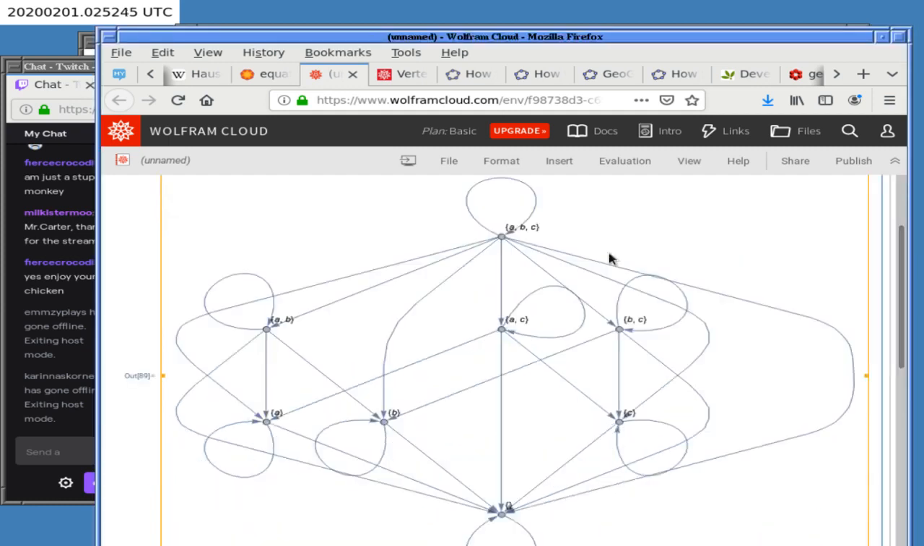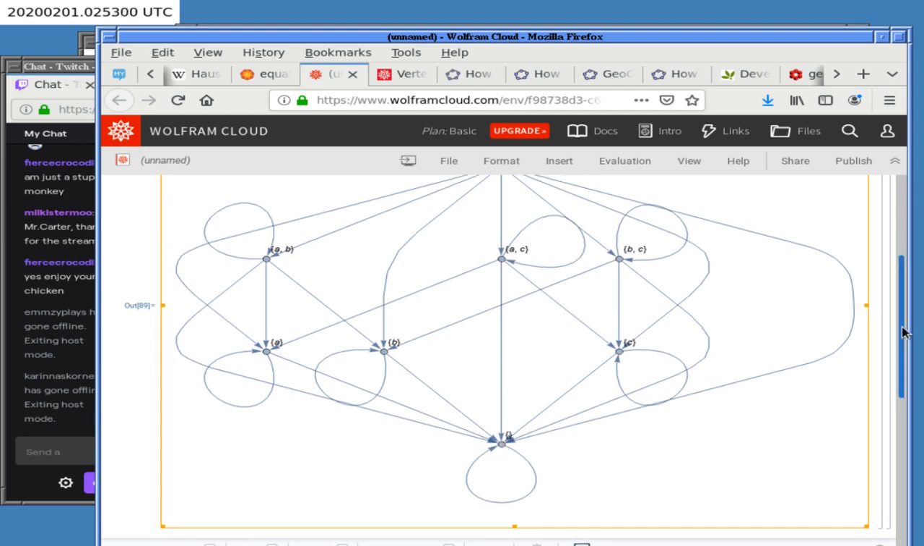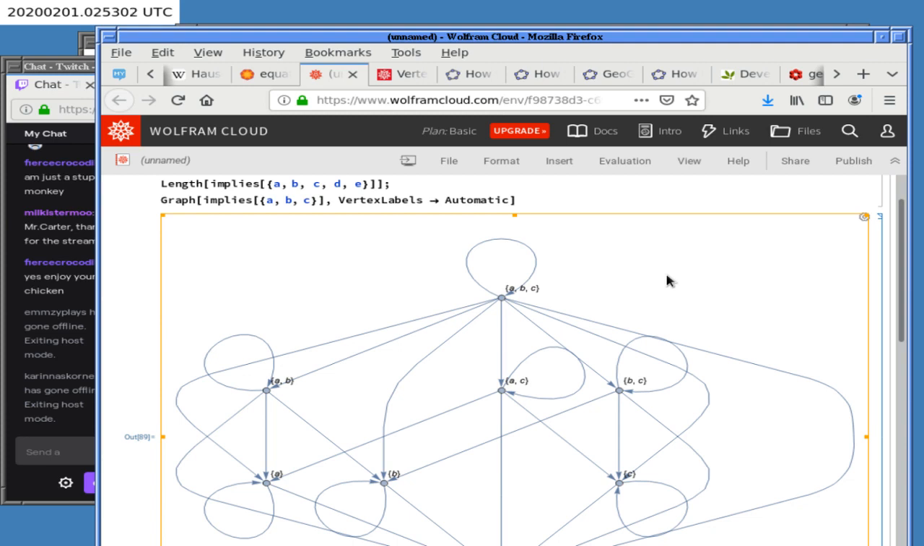Yeah, so this says if you have ABC, you can get to AB, you can get to C, you get to a bunch of stuff. If you have the empty graph, you can't really get to anything but the empty graph itself. I'm tempted to get rid of these loops because it is fairly obvious that you can get to a graph to itself. I don't think that adds anything.